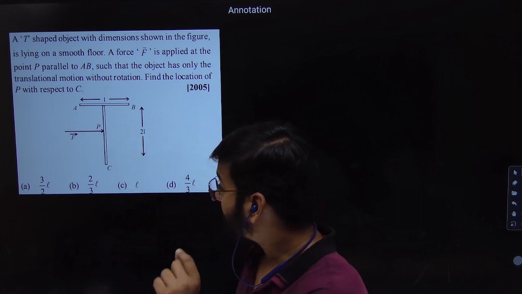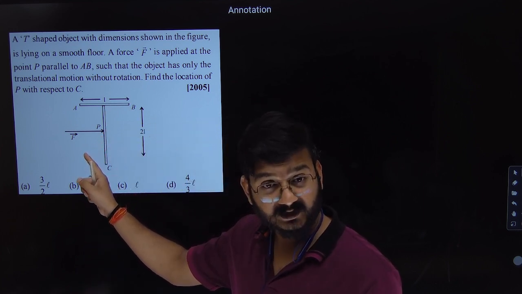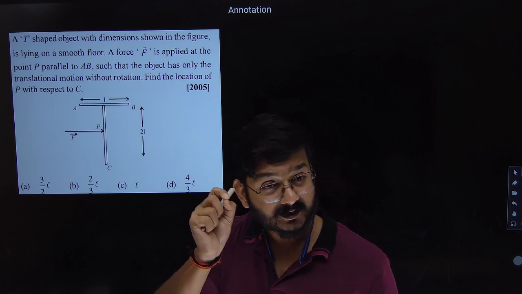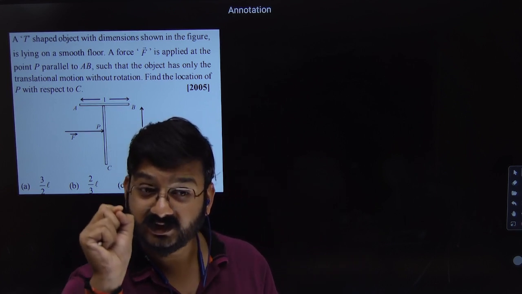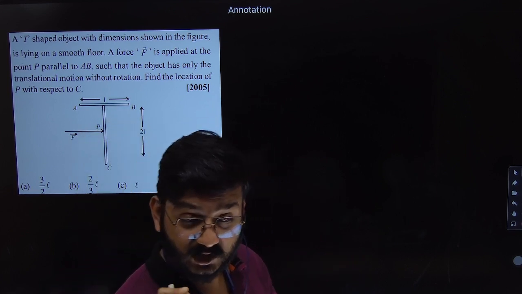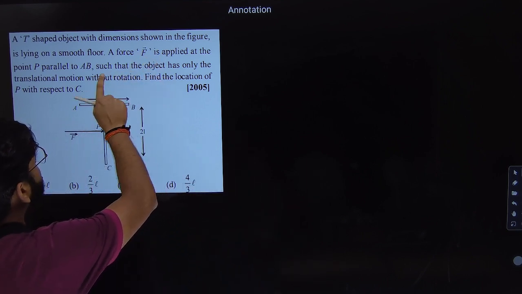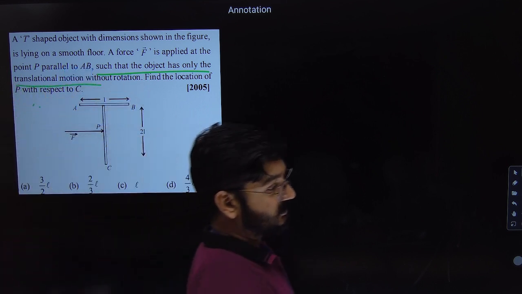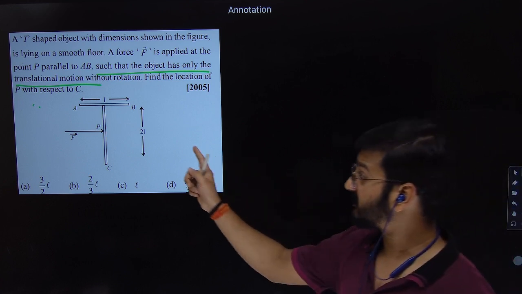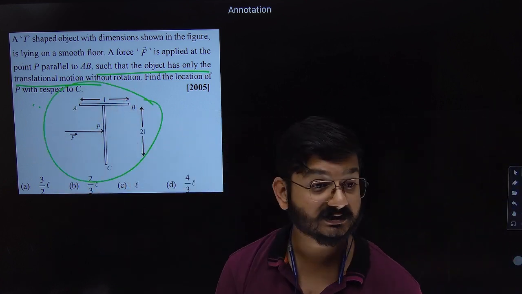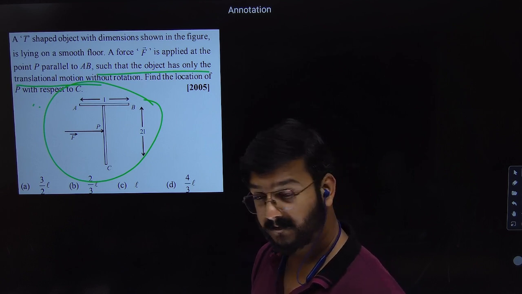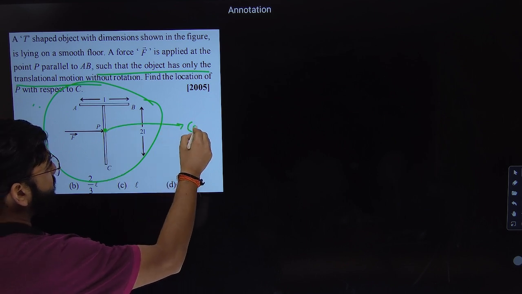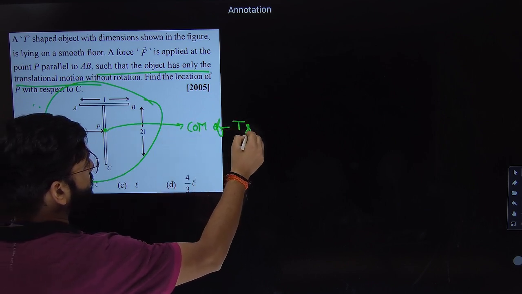So when they say that a force is applied at a particular point and the object is only doing translatory motion, it indirectly means that point is the center of mass or center of gravity. That is the meaning of this statement: that force is applied such that the object has only translatory motion. It means that point P is the center of mass of this whole system. P is the center of mass of the T shape.